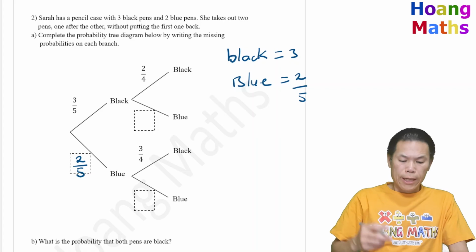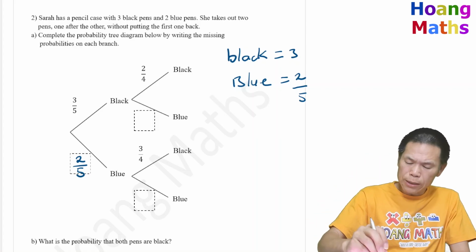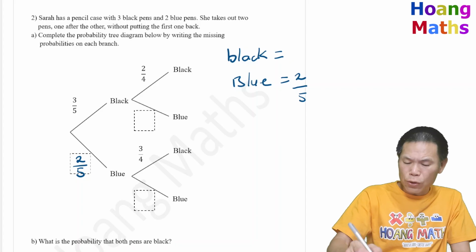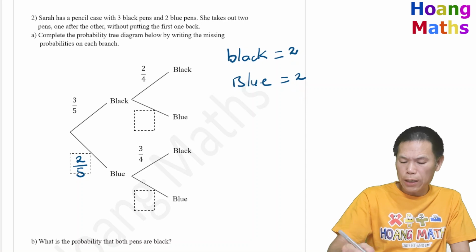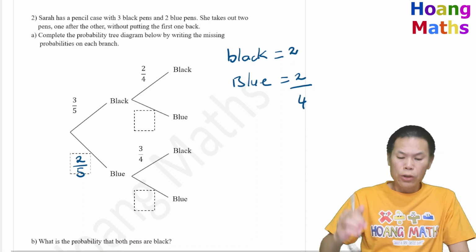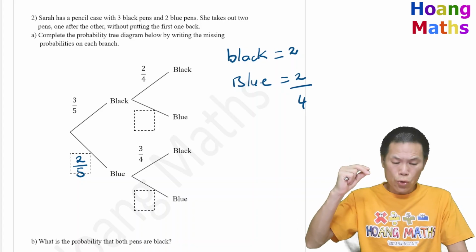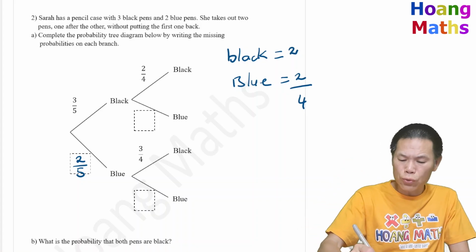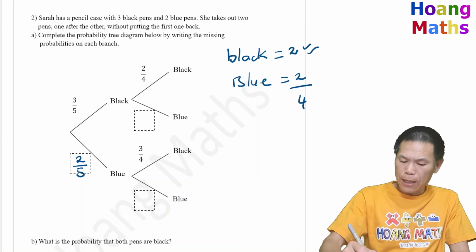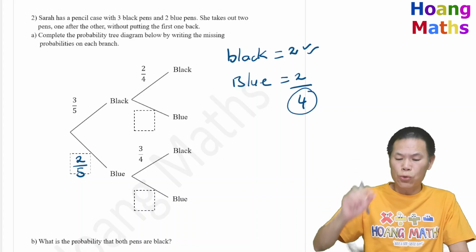There you go. Let's say the first draw is a black pen. That means the black pens for the second draw will be 2 left, and the total is 4 altogether if you add them up. Therefore, the probability of getting a black pen for the second draw is 2 out of 4, because only 2 black pens are left and the total is 4, since 1 of the 5 has already been drawn out.